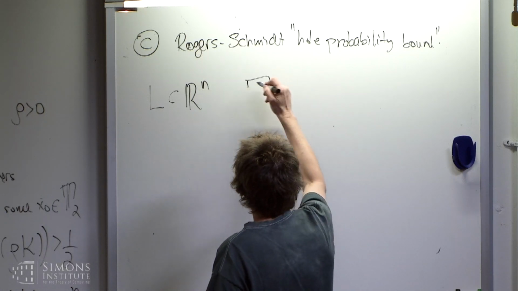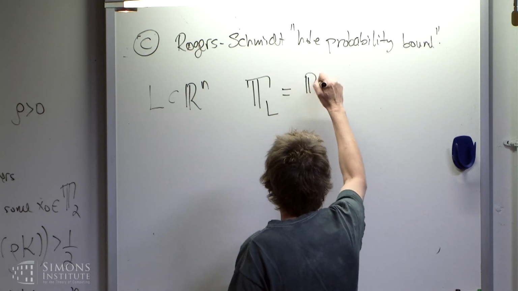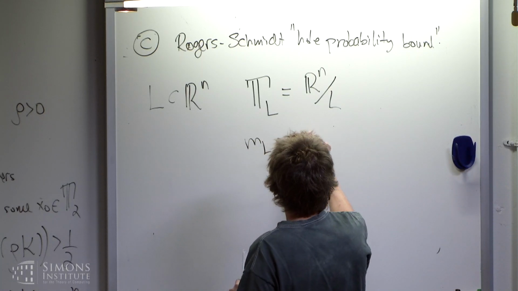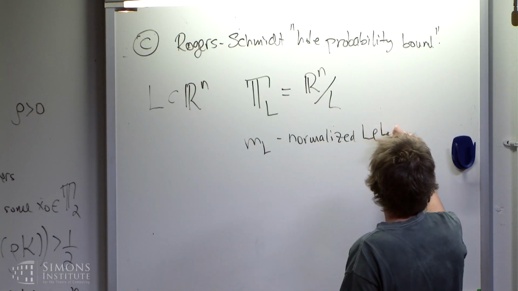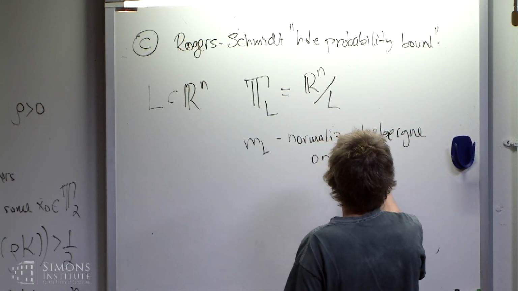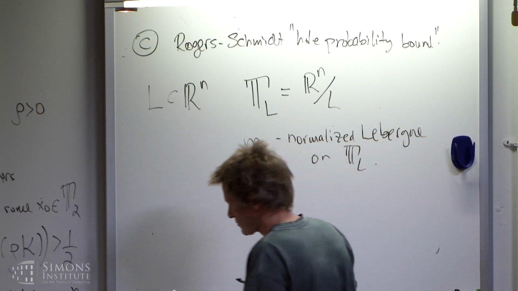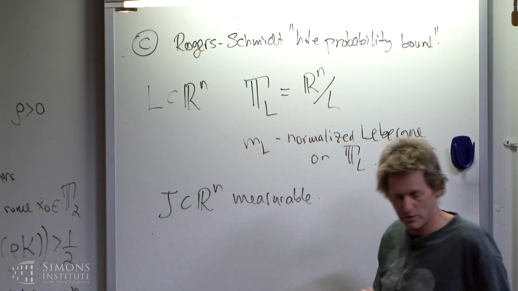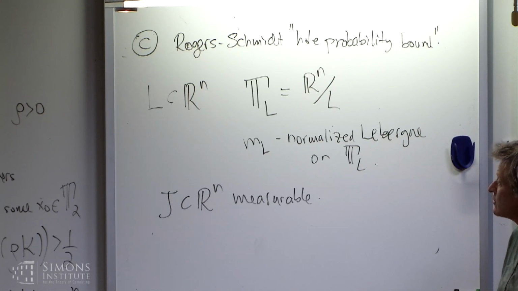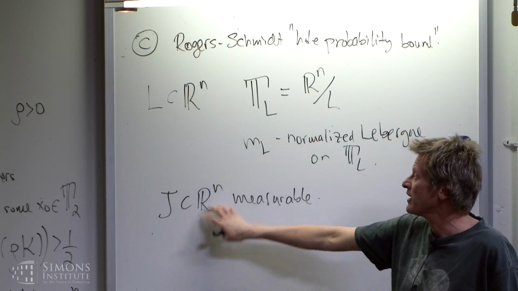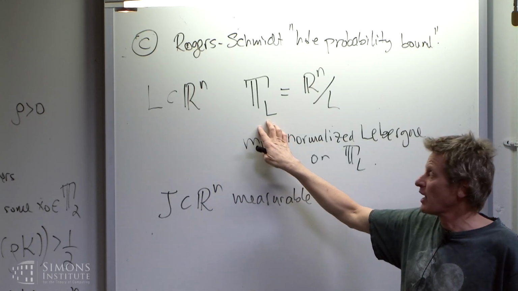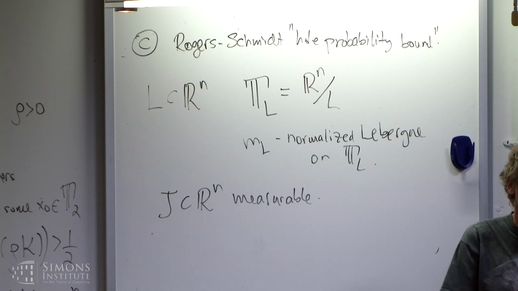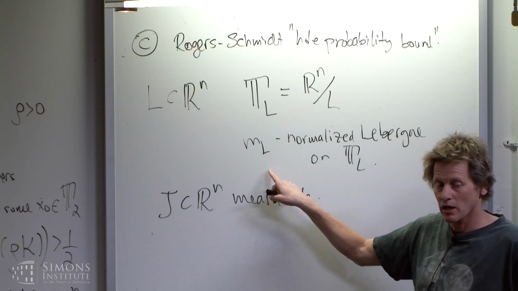Whenever I have a lattice, let's denote the quotient torus Rn divided by L by T of L, and mu L is the normalized Lebesgue measure on this torus. And we have a set which we can call J, a subset of Rn. All it needs to be for this theorem is measurable. It doesn't matter whether or not it's convex. And what we're interested in is what happens when you take this set in Rn and project it to this torus T of L. And L varies. And for different L, this projection is going to cover either a small part or a big part of the quotient torus.